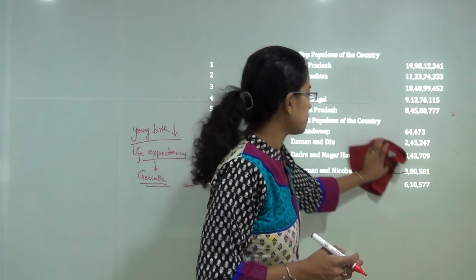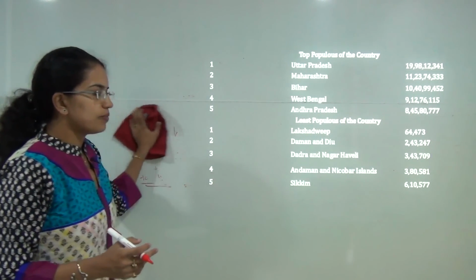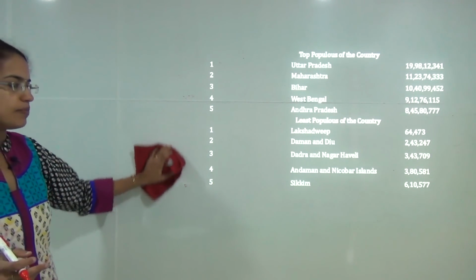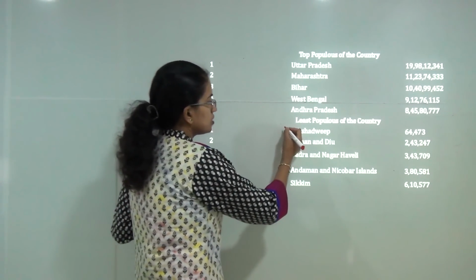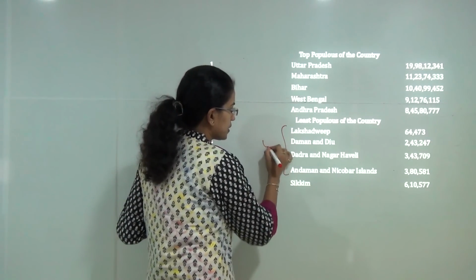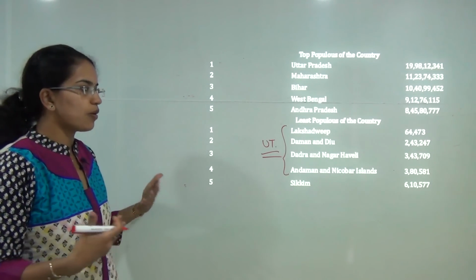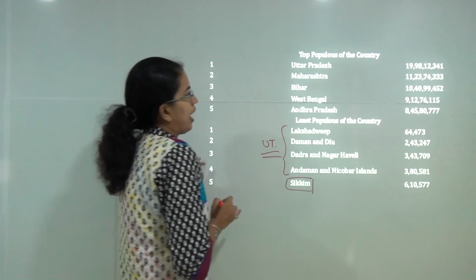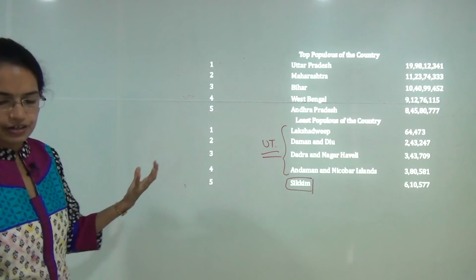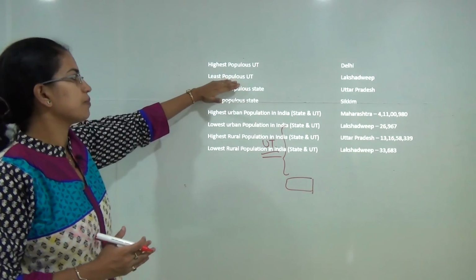However, the least populated are Lakshadweep, Andaman and Nicobar, Dadra and Nagar Haveli, and Daman and Diu, sorry. So these 4 are the union territories. However, if the question is which is the least populous state, the answer would be Sikkim. And you have a kind of change that has been seen. So here are some of the important facts.